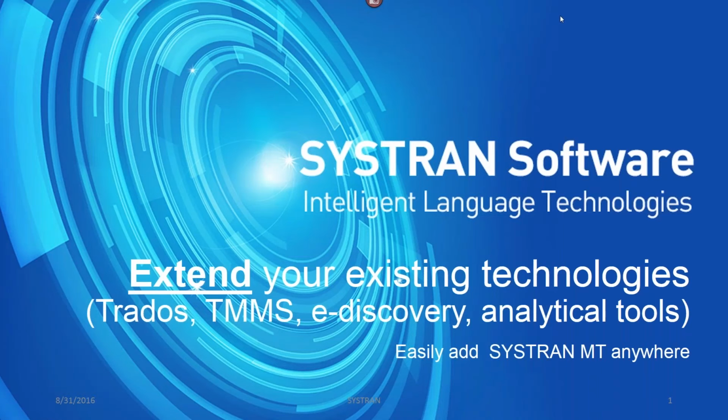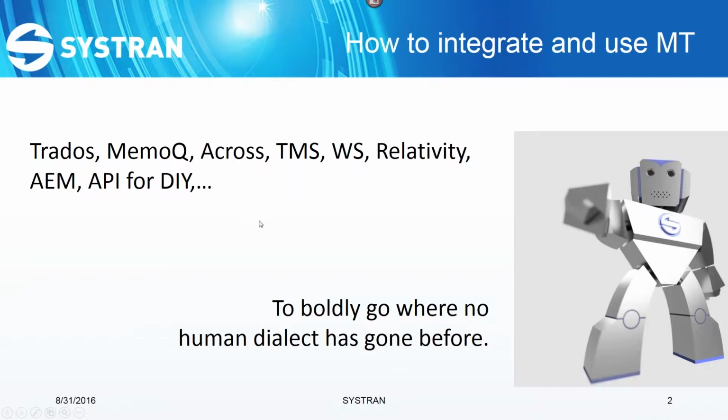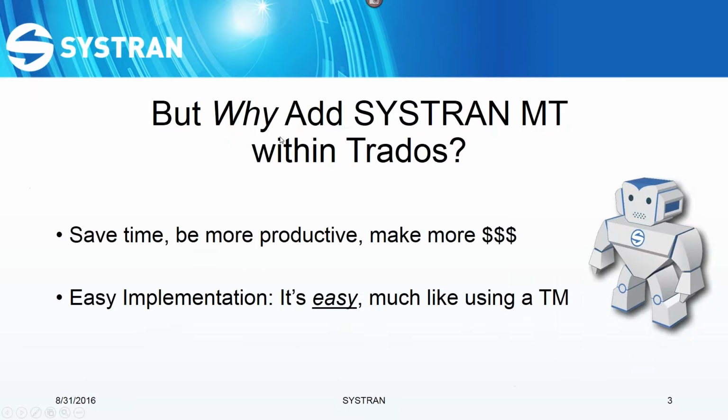All right, so now we're talking about actually making this a reality by adding machine translation to your existing environment, to your existing workflow. In other words, to extend your current system, whether it's Trados or some translation memory management system, maybe it's software you developed for e-discovery, analytical tools of a variety of kinds. And so we want to see how to integrate it, exactly what you are going to see when you start using it, where the benefits are, what to expect, and really to boldly go where no human dialect has gone before, because you can now start to translate things that perhaps you didn't even have a linguist for initially. Right. So the questions that we all have are not only how, but also, again, why do we want to do that?